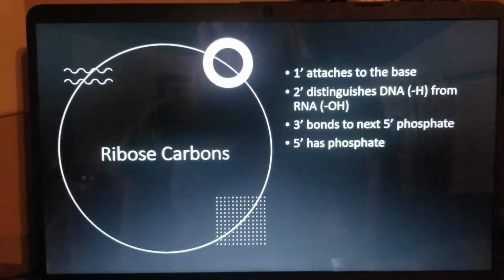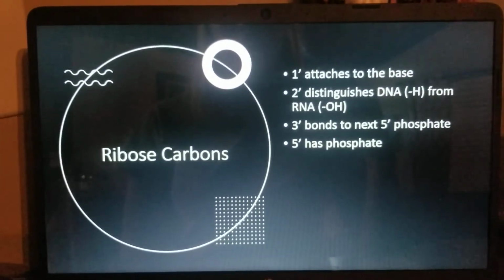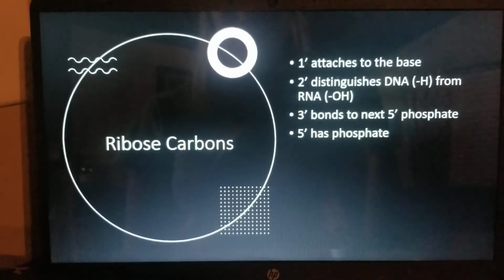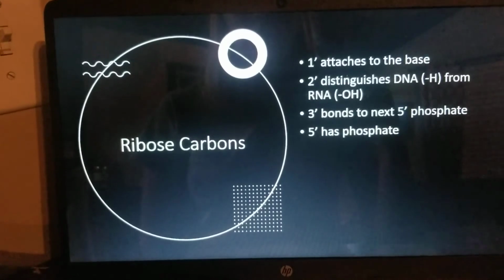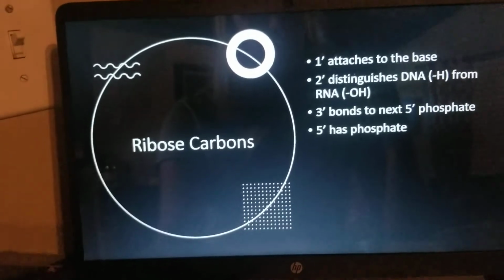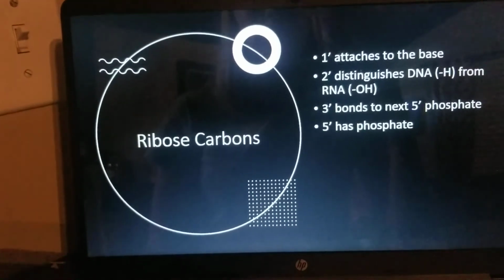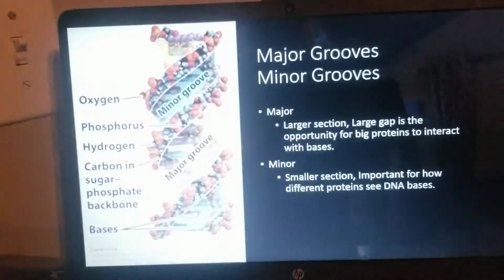Ribose carbons: 1' attaches to the base, 2' distinguishes DNA from RNA, 3' bonds to the next 5' phosphate, and 5' has the phosphate group.